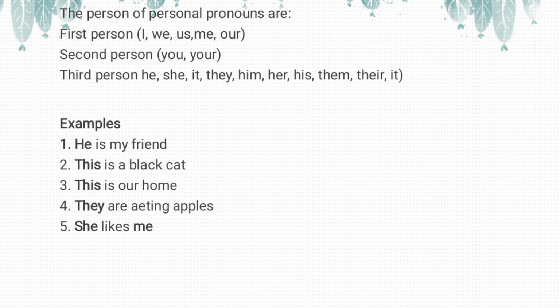Let's move on to our next substrand, that is, the persons of personal pronouns. We have first person. It uses I, we, us, me, our.